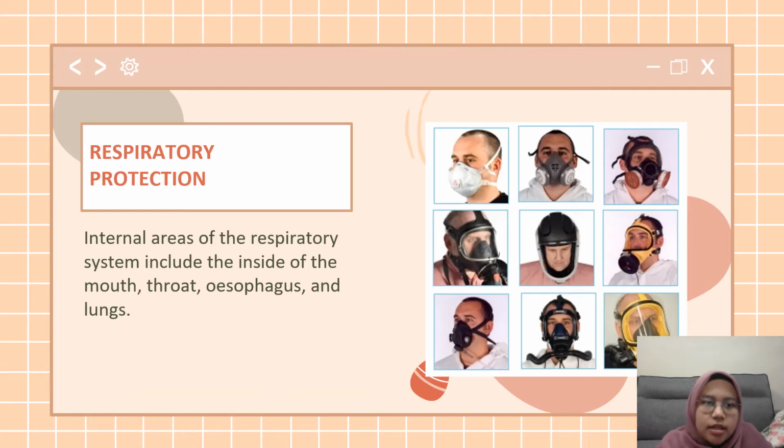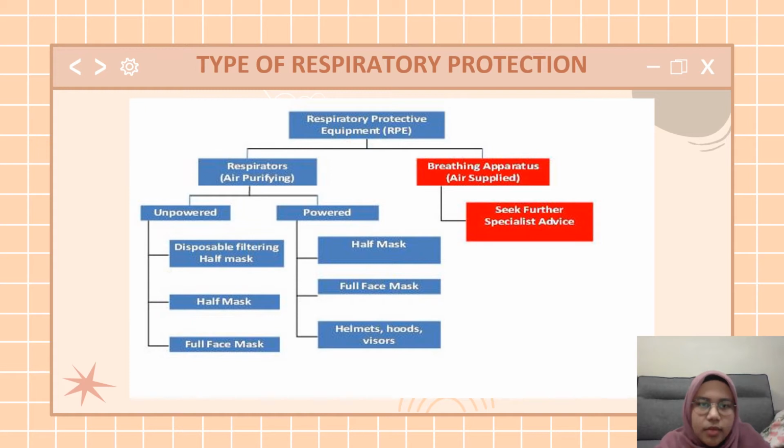The next one is respiratory protection. Respiratory protection is PPE that can protect ourselves from dangerous hazards that can affect our internal respiratory area, such as the mouth, throat, esophagus, and lungs. There are two types of respiratory protection, which are air purifying and air supply.